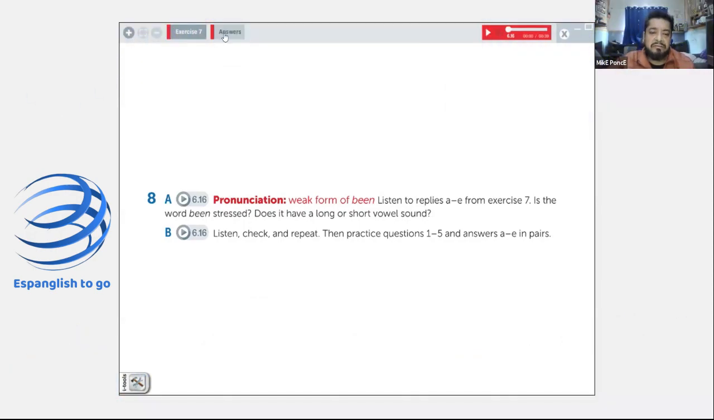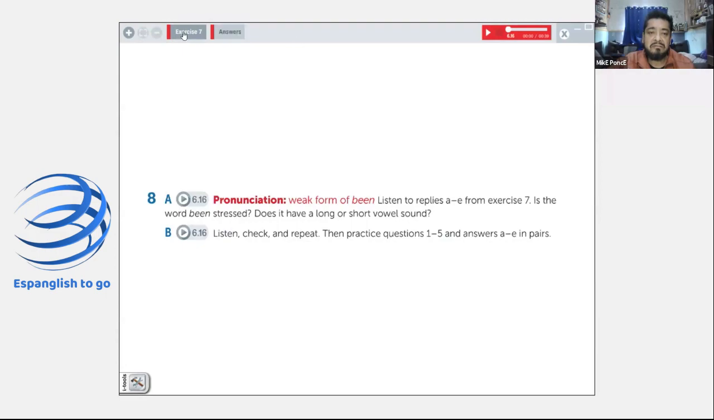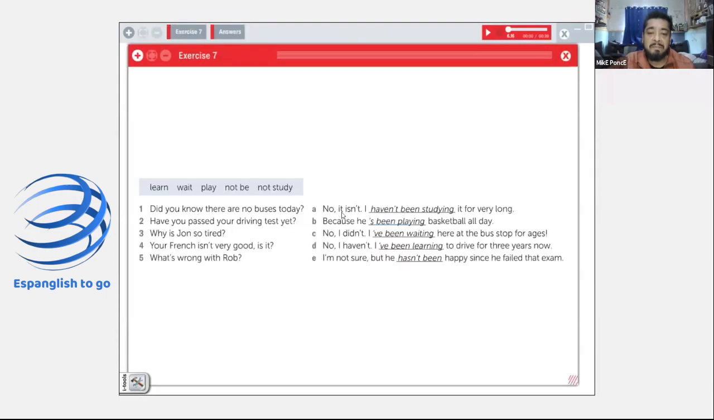Okay, guys, as you were able to notice, no, the being is not stressed. It's a weak form, yes, which has the short vowel sound, been, not being, it's been in the pronunciation. So we say, for example, no, it isn't. I haven't been studying it for very long. So repeat the sentences, please. Because he's been playing basketball all day. Repeat.